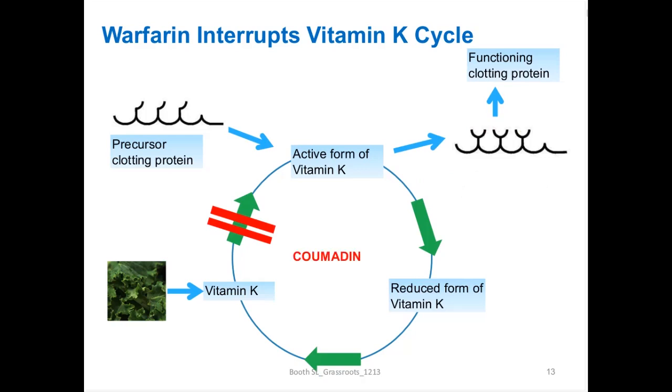So what happens with warfarin, also known as Coumadin, is Coumadin actually blocks the ability for vitamin K to be changed to its active form. So that's how Coumadin works. It stops vitamin K from being converted to an active form. The clotting proteins do not get converted to being functional clotting proteins, and by doing this, you're reducing the blood clotting, and that's what warfarin's purpose is.